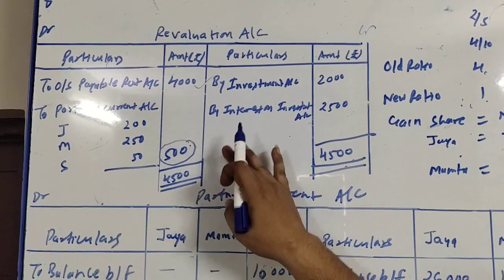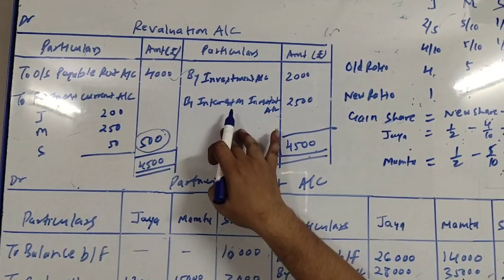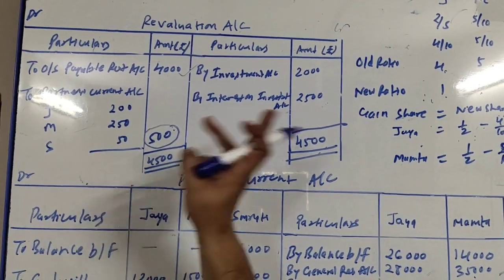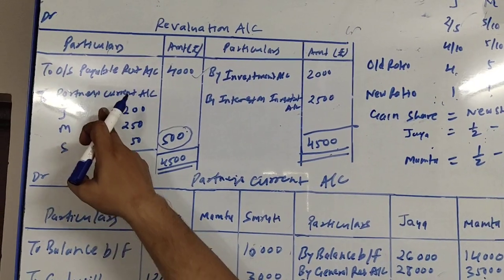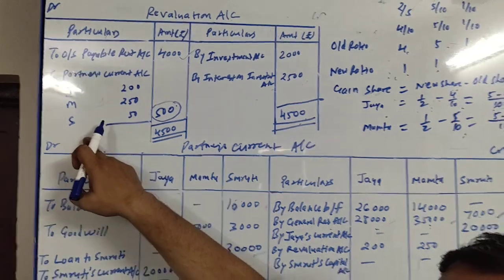This difference, as we very well know, will be distributed in their old proportion, which is 4:5:1. When we distribute 500 in the proportion of 4:5:1, we get 200, 250 and 50 rupees respectively. So we have recorded here.